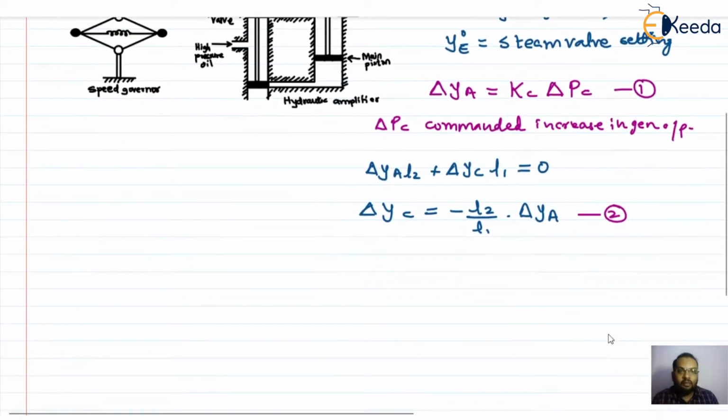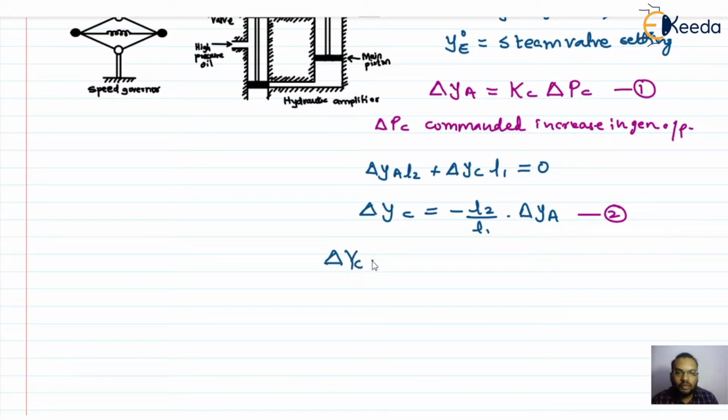So with the help of equation number 1 and 2, can I write the change in position of YC, or the change in position of C, as minus L2 by L1, let us denote it with some constant minus K1. And this change in YA, with the help of equation number 1, can I write here as Kc into delta Pc. See here, this delta Pc is nothing but delta YE only.